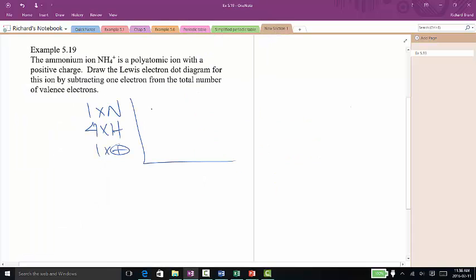So this means that since there's only 1 nitrogen, it's bringing 5 valence electrons, but each of the 4 hydrogens bring 1 valence electron. And then I'm going to subtract 1 valence electron from my total here because the ion has a net positive charge. So I am going to go 1 times 5, plus 4, minus 1 is 8. There are 8 valence electrons in this ion.